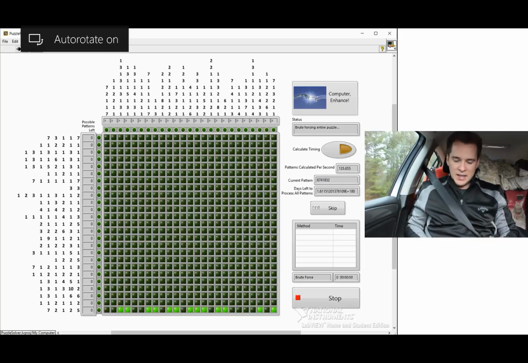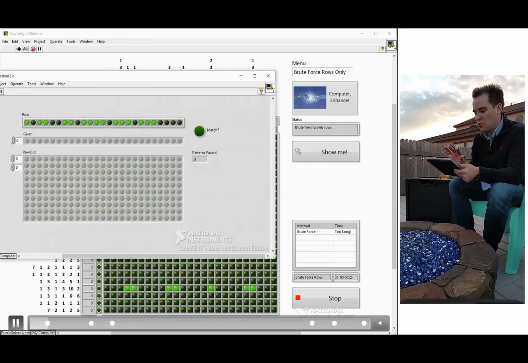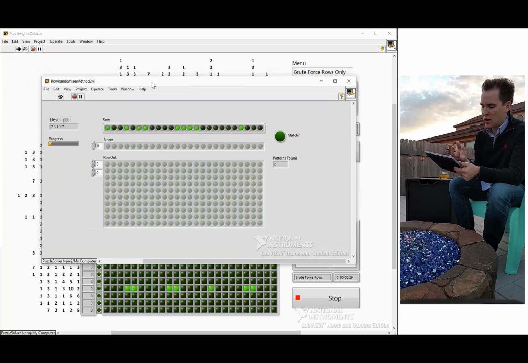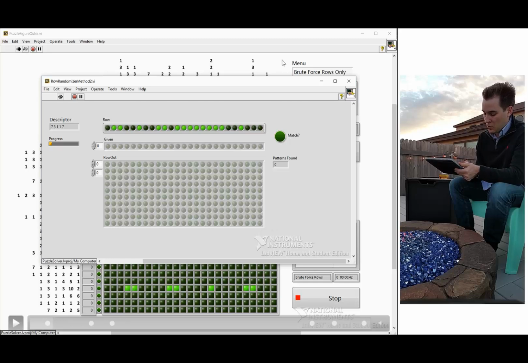So instead of that, I brute forced the rows. I randomly generate a row, see if it matches the descriptor that we're looking for, and see how long that would take. It took about 10 minutes per row and ended up taking about 11 hours to totally figure out. So there's a better way.